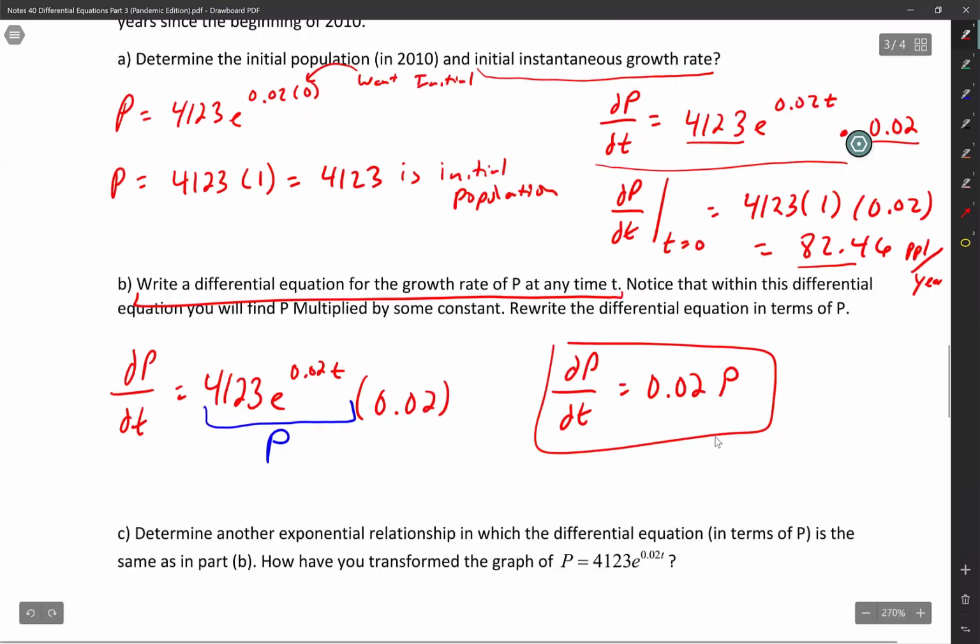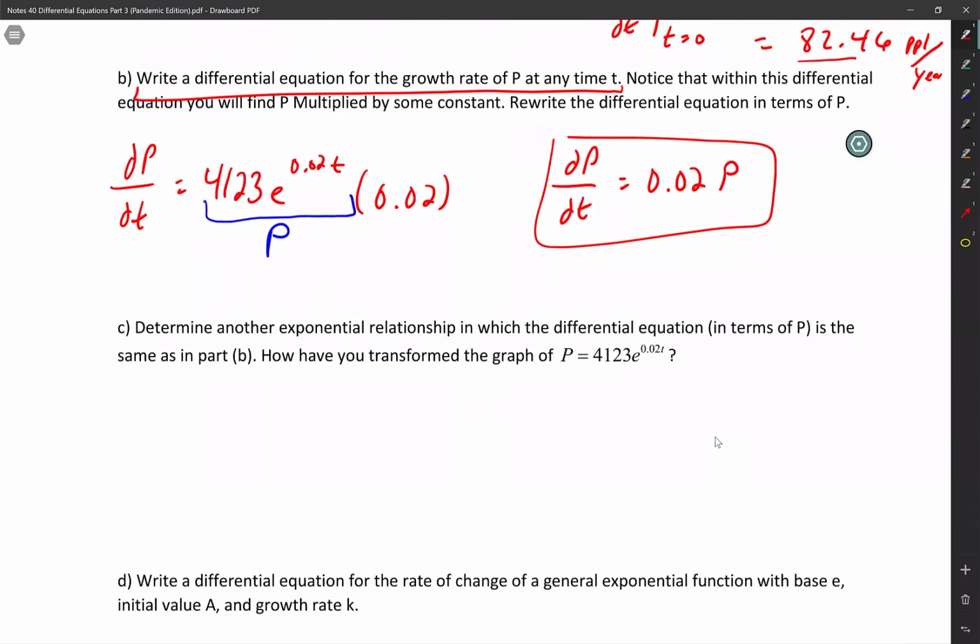I'm good, I think. Letter C, determine another exponential relationship in which the differential equation in terms of P is the same as in part B. What do you mean? Do they want another equation? Determine another exponential relationship in which the differential equation in terms of P is the same as in part B. How do you transform the graph of P equals? Okay, well, I think maybe they want me to get another P then.